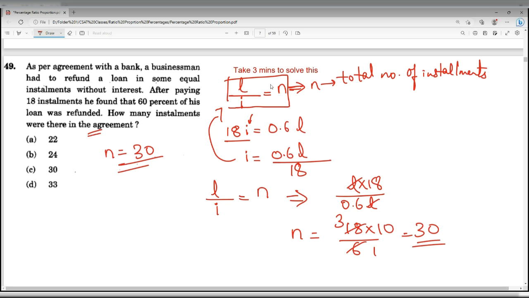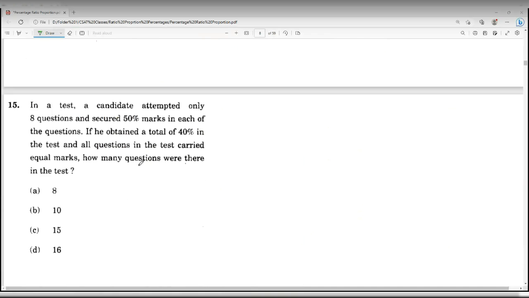If they had asked how many installments were remaining, then you would have to calculate 30 minus 18. That would be the remaining installments. So please read the question carefully and mark whatever variable you have to calculate here, so that you don't make silly mistakes. If there are any doubts, please ask, or else we'll move to the next question.